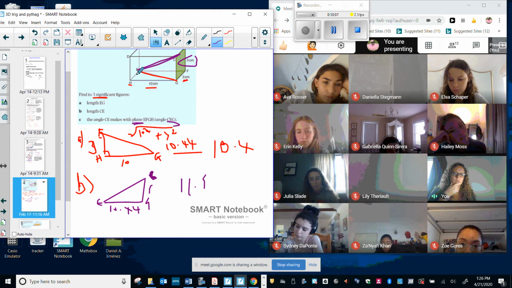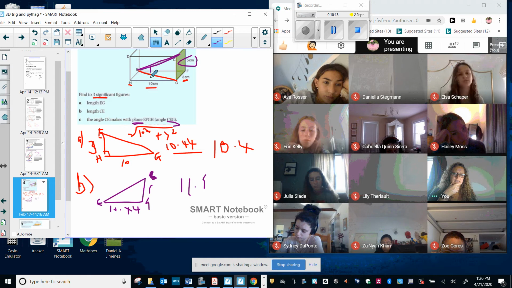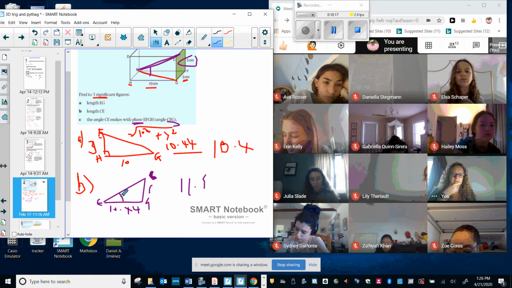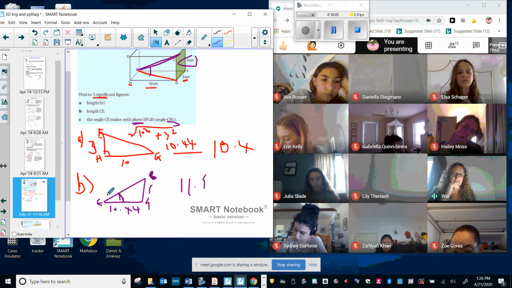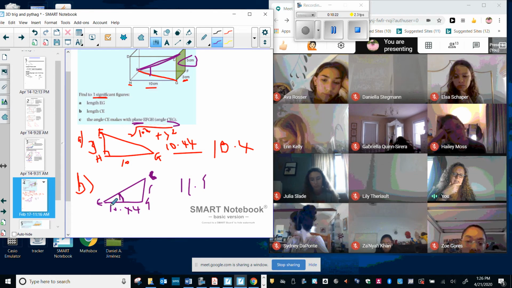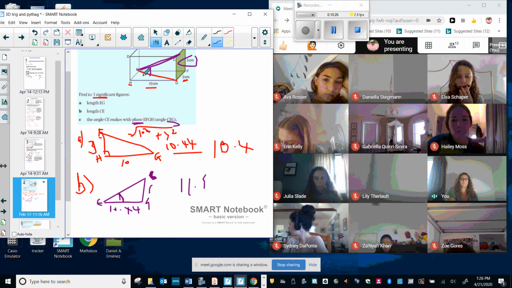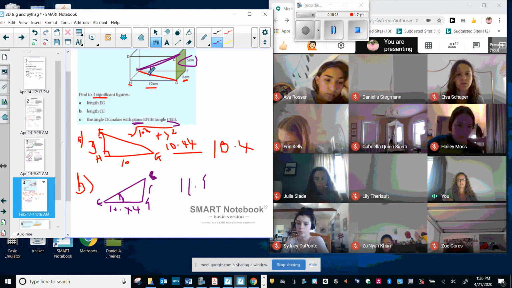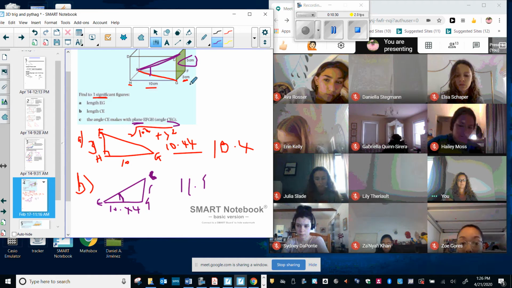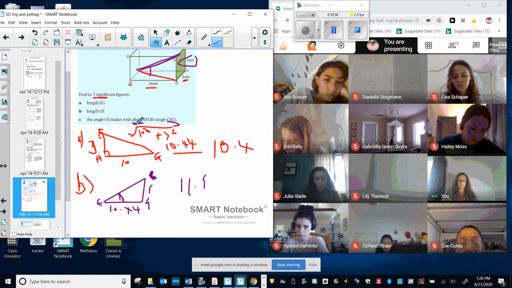So the angle that this line, the CE, makes with this plane is this angle here. Okay, so the CE makes this angle with this plane. The plane is the whole face, but we only need to look at this line. That's the hardest thing, I think, just being able to do that.